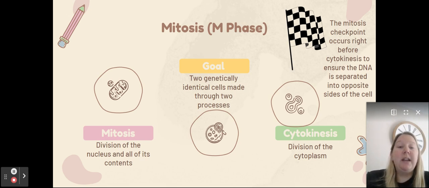We do have several checkpoints within the M phase, but the overall M phase checkpoint occurs right before cytokinesis happens. It ensures that the DNA has been separated to the opposite sides of the cell and that the cell is fully ready to be divided.